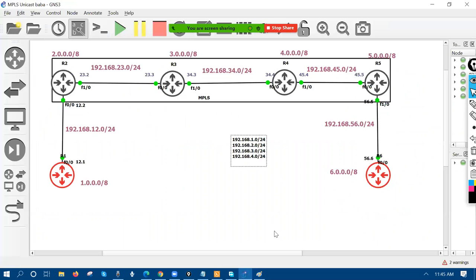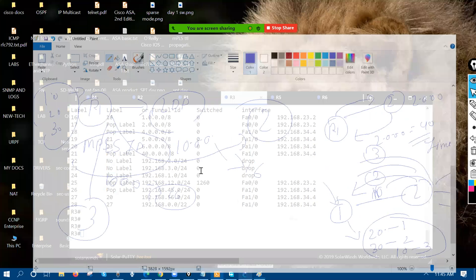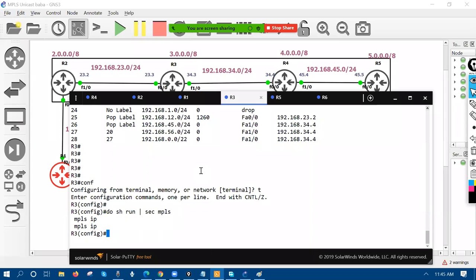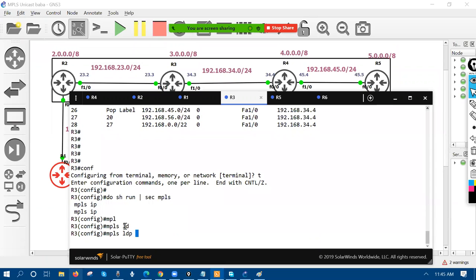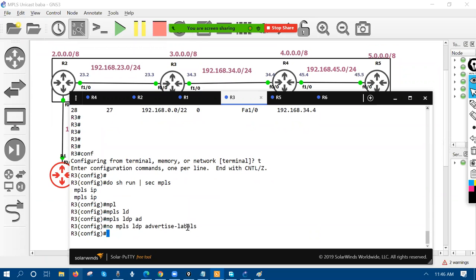You can change this as well. By default, after enabling this command, what happened? On R3, if you do show run MPLS, do you have any extra command except MPLS IP? No, right? But by default, after putting the command MPLS IP, this command is enabled. And again, this is your hidden command.